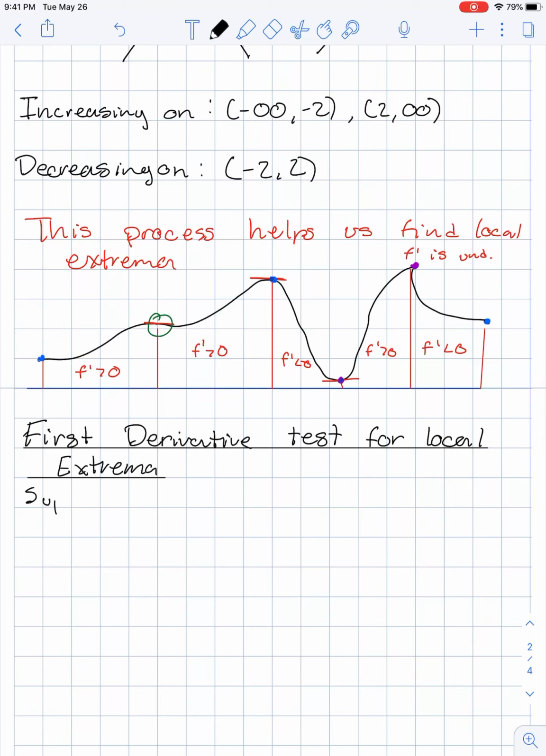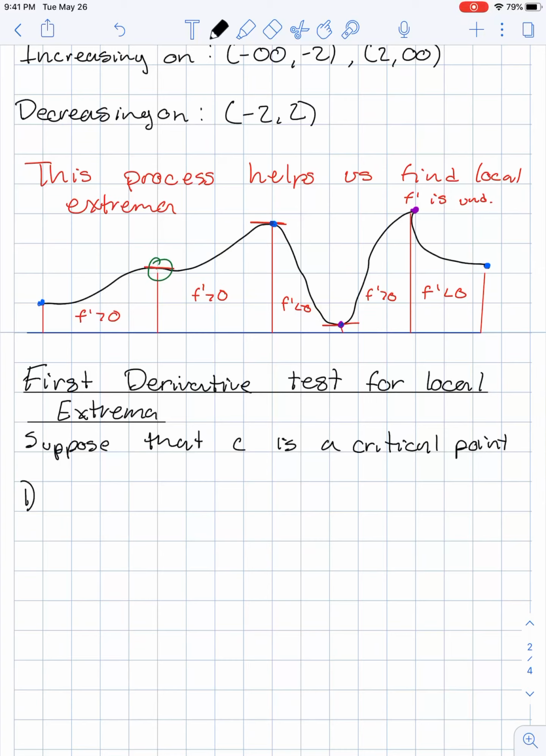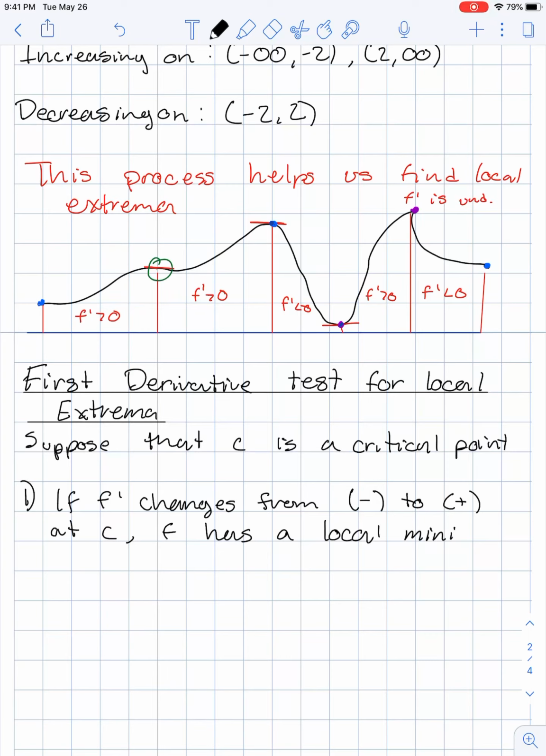Alrighty, so we're first going to suppose, we get our bearings, that c is a critical point. So the first outcome of the first derivative test is if f prime changes from negative to positive at c, f has a local, what do you think it is? It's going to be a local minimum at c, right? So we can look up at our beautiful drawing, and when we were decreasing, we're going down the valley, then back up, negative, then positive. That gave us a minimum.